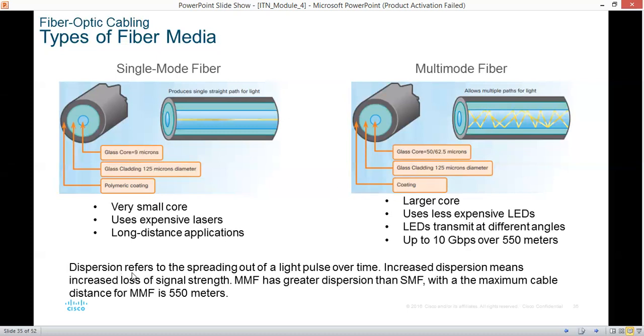Dispersion refers to the spreading out of a light pulse over time. Increased dispersion means increased loss of signal strength. And then the MMF has greater dispersion than SMF, which are the multi-mode fiber and the single mode fiber, with a minimum cable distance for MMF of 550 meters. So they're letting you know that this is the distance in which it is advisable to be used.